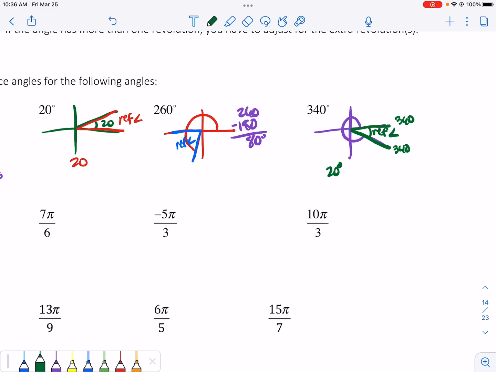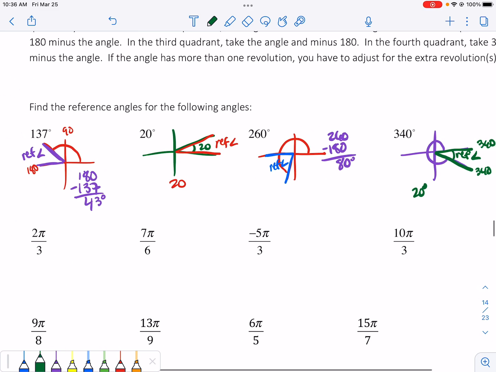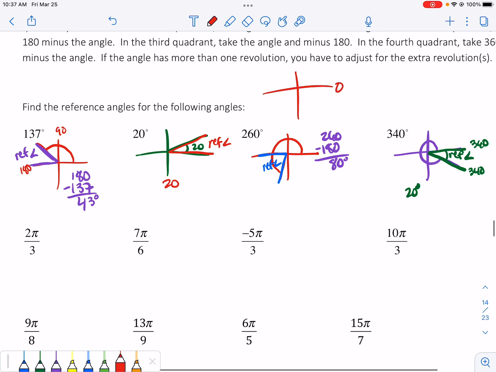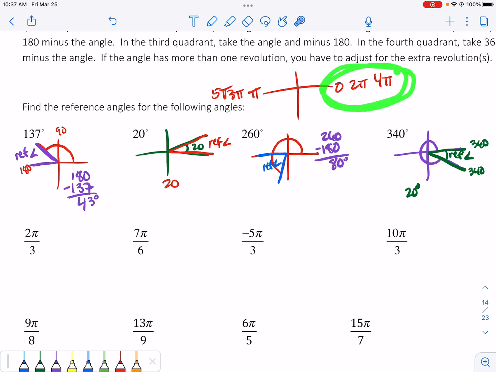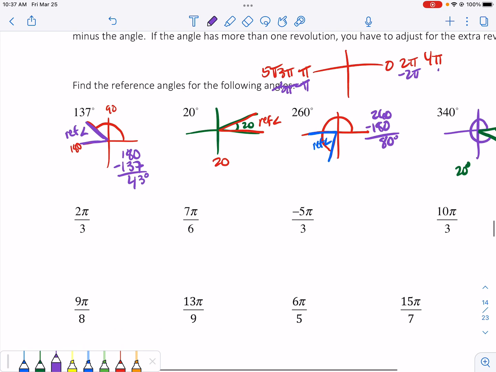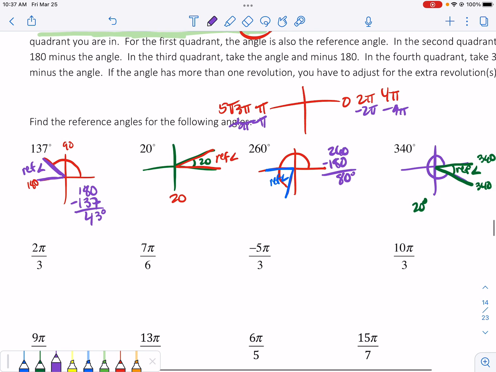Okay. Now in radians, our reference angles can be really quick because, if you remember, with our pi's, we have 0 pi, 2 pi, 3 pi, 4 pi, and it keeps going. So all of our odd pi's are on the left side, and all of our even pi's and 0 are on the right side. And this is true even if we go negatively, because this would be negative pi, negative 2 pi, negative 3 pi, negative 4 pi, and so on and so forth.